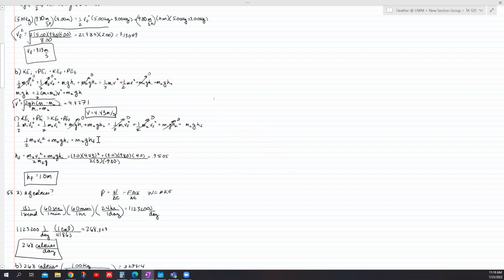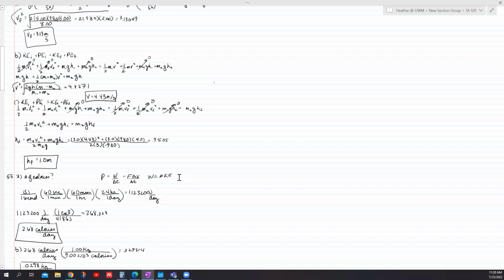After we've crossed off what goes to 0, we end up with 1/2 m2 vi squared plus m2 g hi equals m2 g hf, and hf is what we are solving for. We're going to plug in what we know, what we're given, what we solved for above, and we end up with hf equals 0.9505, or h equals 1 meter. It travels 1 meter, keeps going after the big box hits the table.